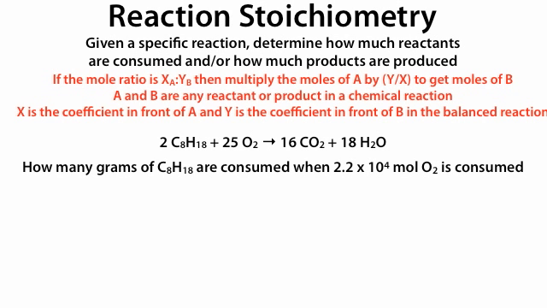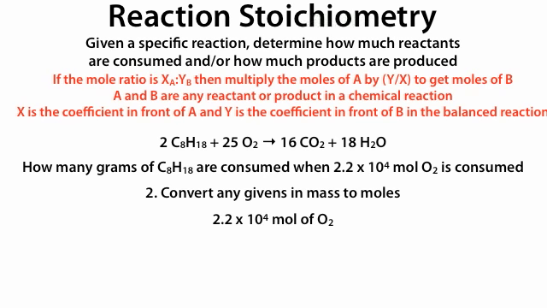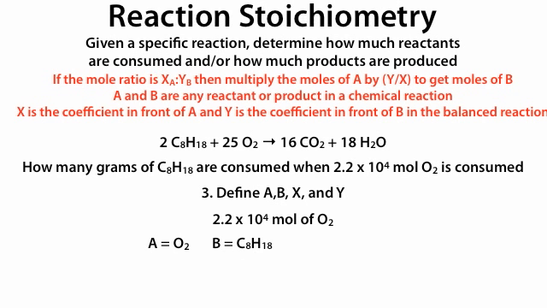How many grams of C8H18 are consumed when 2.2 times 10 to the 4th moles of O2 is consumed? Step 1. Balance the reaction. Already done. Step 2. Convert any givens in mass to moles. Already done. We have 2.2 times 10 to the 4th moles of O2. Step 3. Define A, B, X, and Y. We have moles of O2 and we're looking for moles or mass of C8H18. We have O2, A is O2, B is C8H18 because we're looking for B.